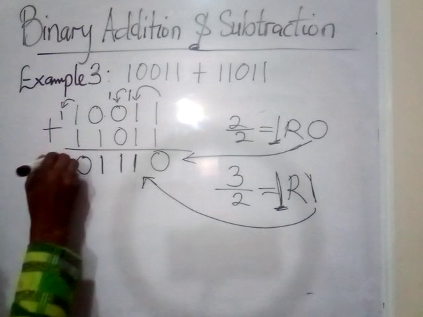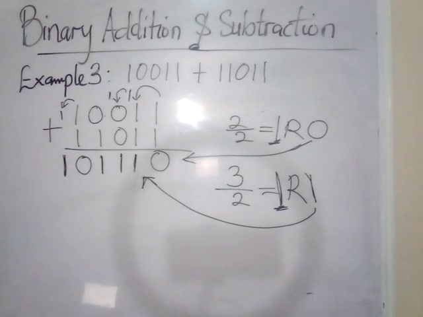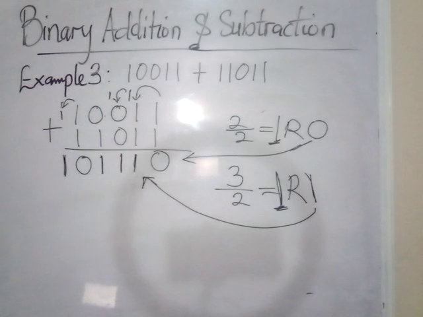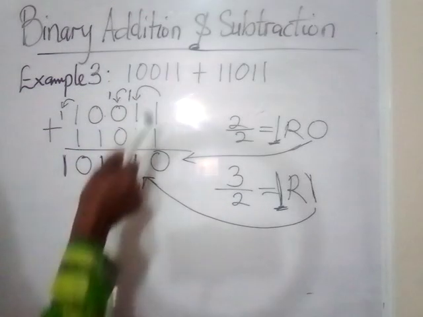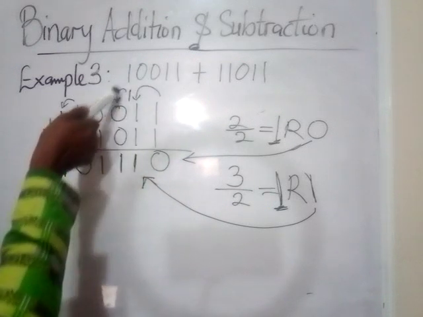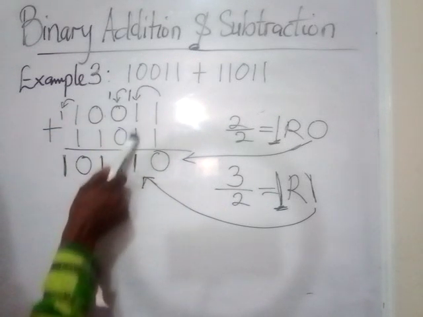Okay, so 1 plus nothing is 1. So when you add this number, this is what you get. I hope this is not confusing. Let me go over it again. 1 plus 1 is 2, but you don't have 2 in binary number. So you write down 0 and carry it as 1 to this second position.